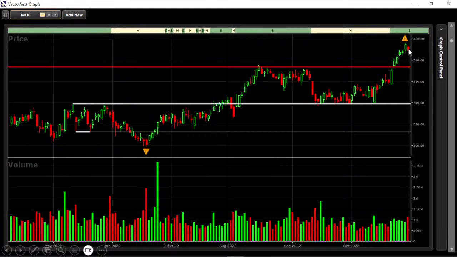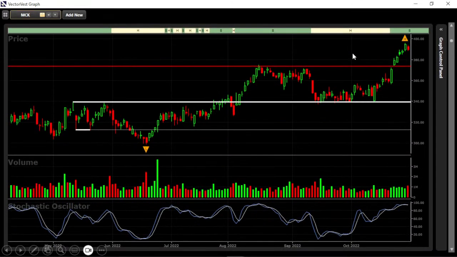The following day, the first down day, and I wouldn't even say that you should exit on that first down day. But that day formed what's called a one black crow. It's a bearish candlestick reversal signal. Got some pretty good volume on that day as well.